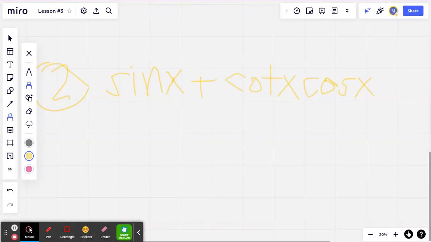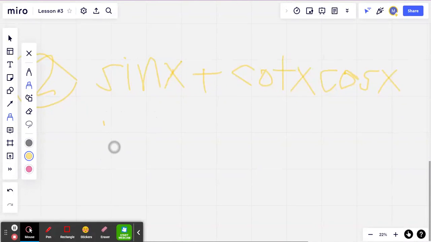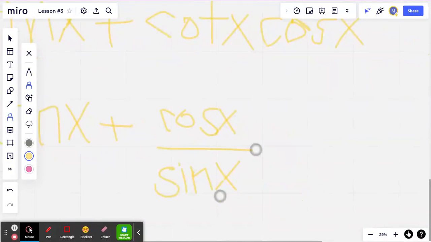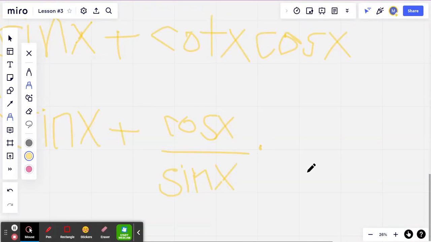The first thing we're going to do is turn this entire expression into terms of sine and cosine, as we've done in the previous problems. So it's sine x plus, and we know that cotangent is the same as cosine x over sine x, because remember, cotangent x is the opposite of tan, which is sine over cosine. So cotangent is cosine over sine. Then we're just going to multiply that by cosine x over 1.